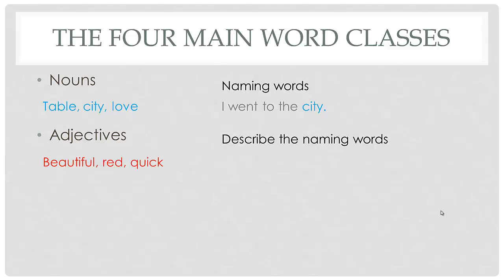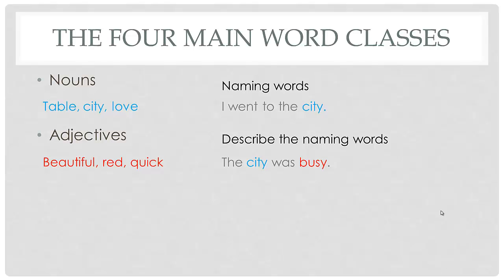Some examples of adjectives are beautiful, red, and quick. So obviously these are describing words. So if you're doing a piece of descriptive writing or a piece of creative writing, adjectives are your friends because they're the sort of words that you use to make your writing really descriptive and really interesting and really jazzy.